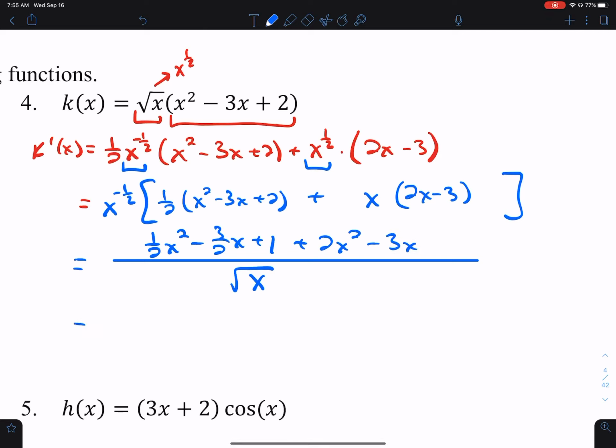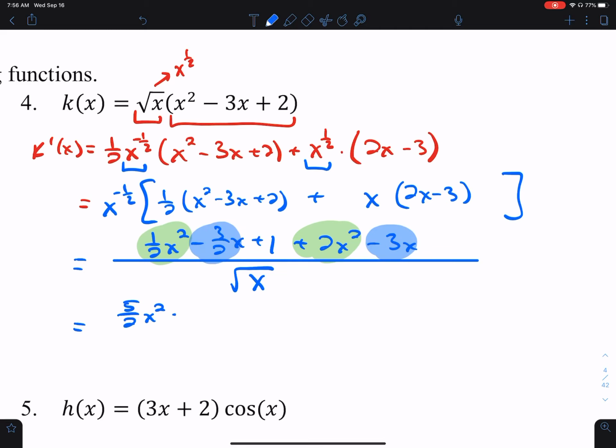We've got some like terms. 1/2 x squared plus 2x squared. You could say that's 2.5x squared. I personally don't like having fractions and decimals, so I'm going to write it as 5 over 2x squared. Another pair of like terms. We got a minus 3 over 2x and a minus 3 over x. You could think of this as minus 1.5 and a minus 3 is a minus 4.5.